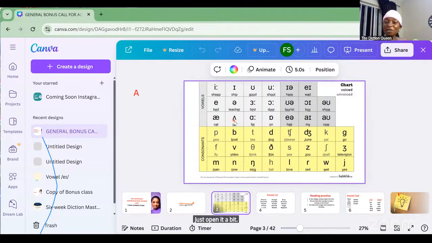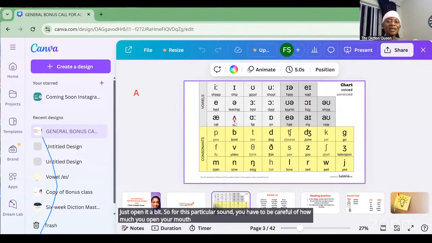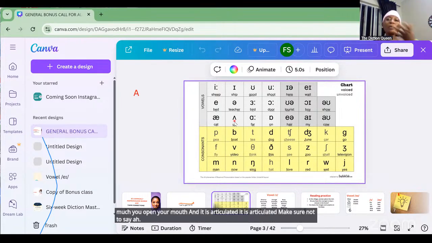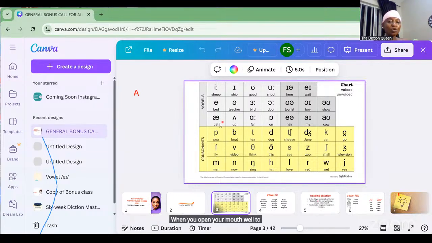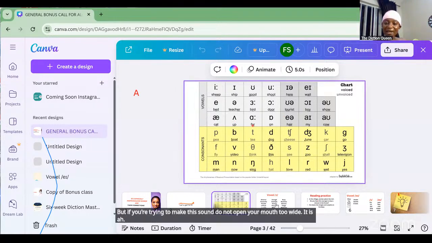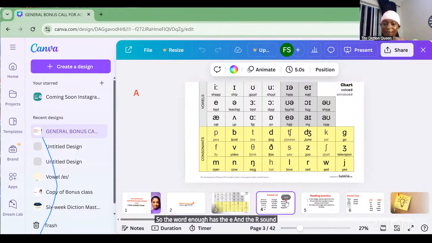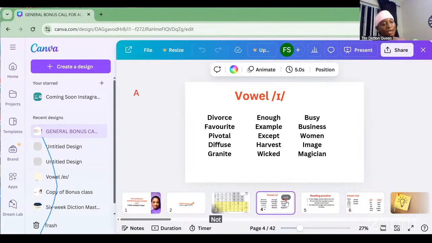So for this particular sound, you have to be careful of how much you open your mouth. Make sure not to say ah. When you open your mouth wide to say the ah sound, you would end up saying this. But if you're trying to make this sound, do not open your mouth too wide. So the word enough has the eh and the ah sound. Enough. It's enough. Not it's enough or it's enough. No.